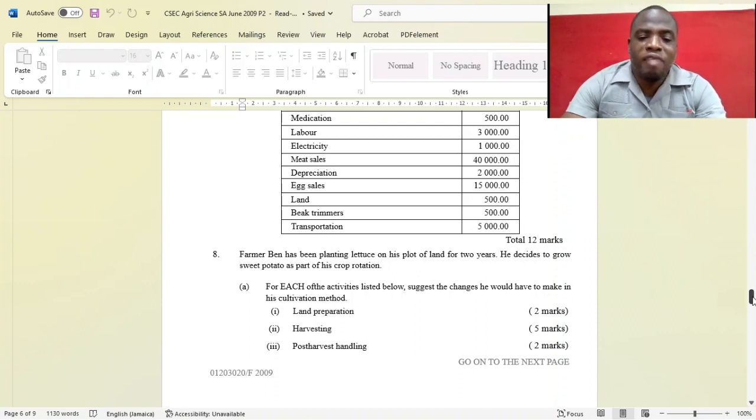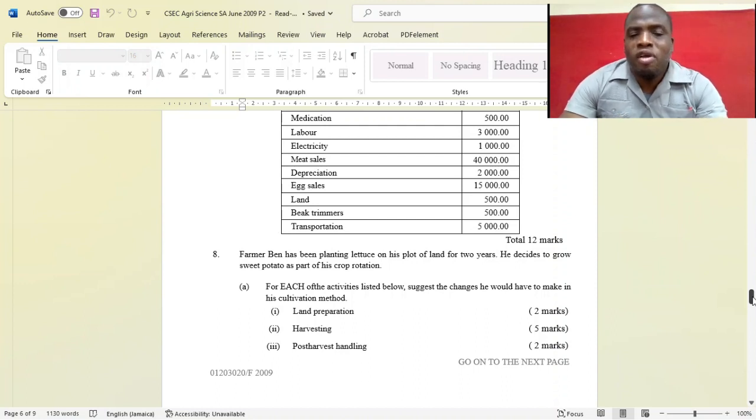In terms of harvesting, for lettuce you use a sharp knife or a secateur. For harvesting the sweet potato, you will need a digging implement: a cutlass, a fork, a hoe. For post-harvest handling, the sweet potato, unlike the lettuce, we know that we should handle with care. We still need to handle the sweet potato with care.